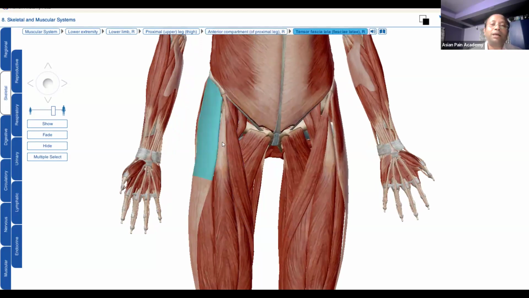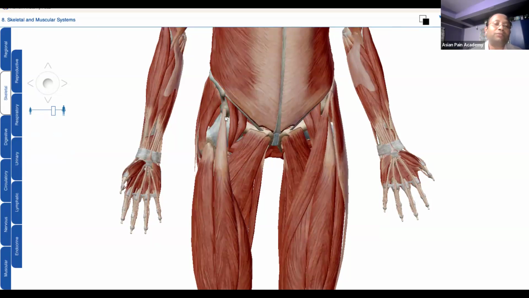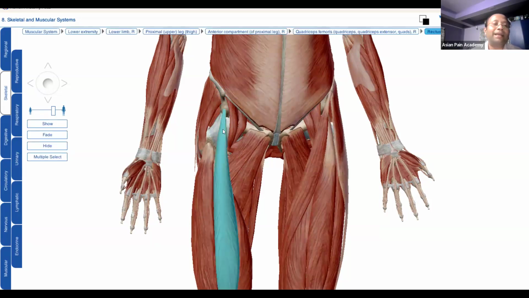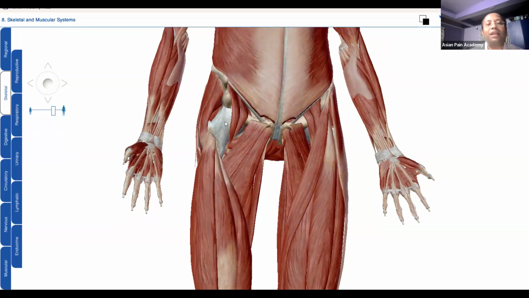Okay, then if I remove these two, let us see the area of the anterior inferior iliac spine. From the anterior inferior iliac spine, there is only one muscle, and that is the rectus femoris. Let me hide it. So only these three muscles are in the front side. One is the sartorius, then in the middle part is the rectus femoris, and this side is the tensor fascia lata.